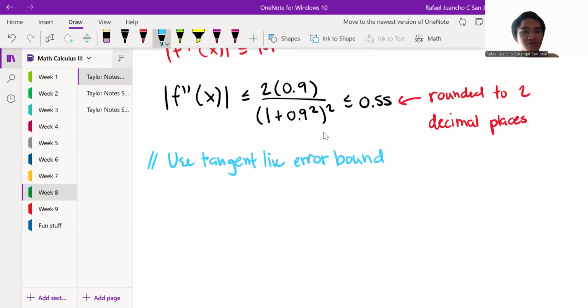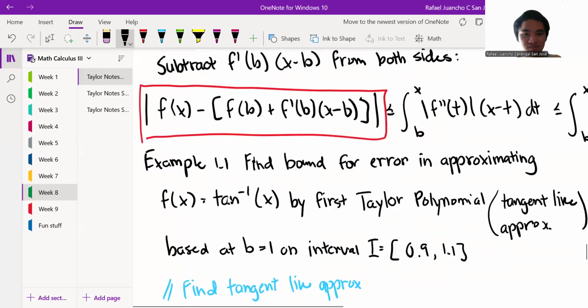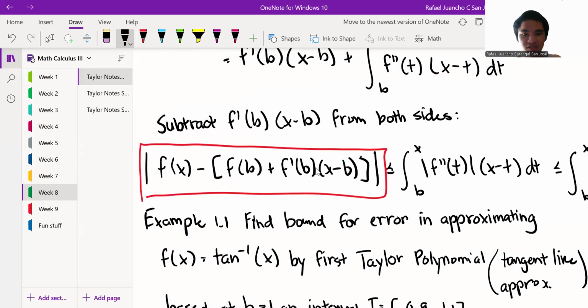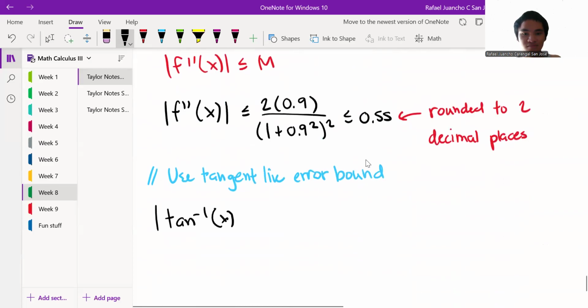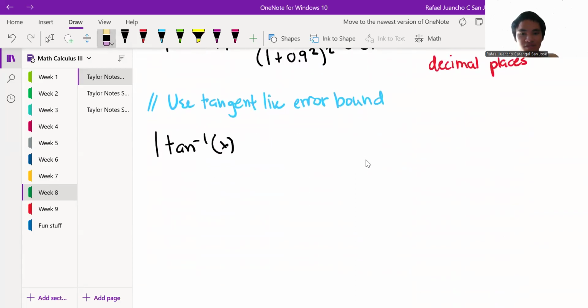So again, how do we bound this thing? Well, we have our inverse tangent, so that's this one, minus this thing. So minus the tangent line approximation, which is, I think it was 5/4. Or what did I do? 5/4, yeah. Plus a half x minus 1.